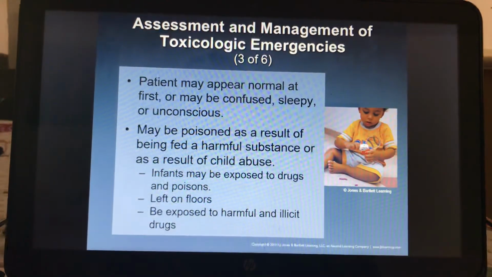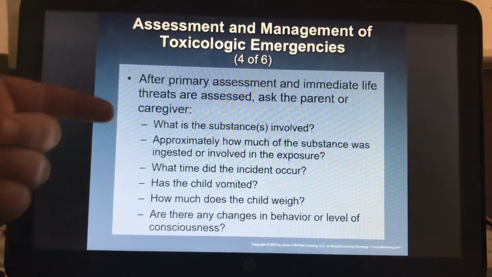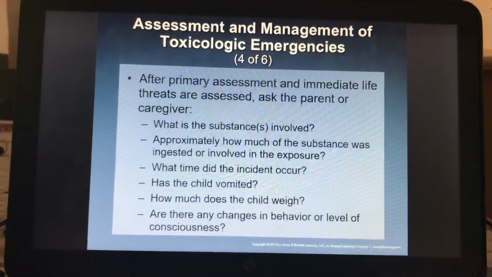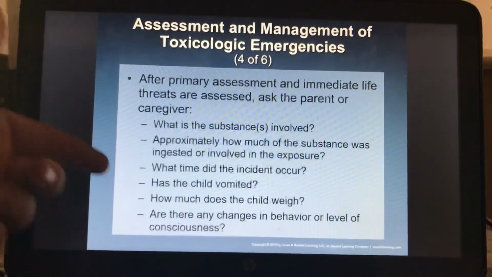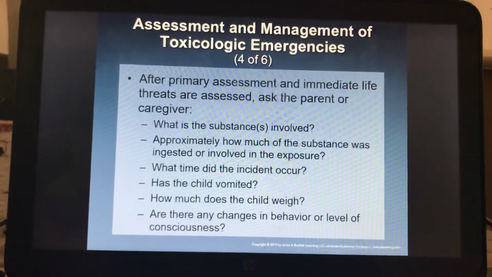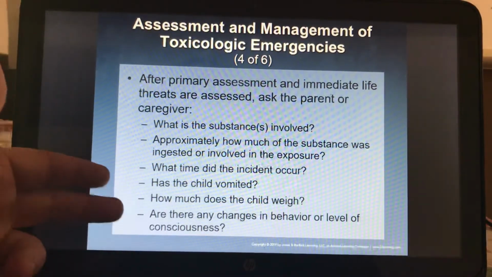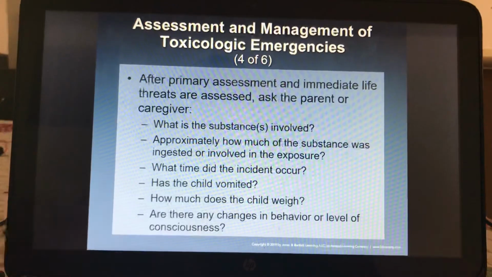Confused and sleepy. Kind of the same things. One of the key things you want to ask is if they know what substance was involved, how much of the substance was taken, when it happened, has the kid vomited. Weight is important because you may wind up giving activated charcoal, and it is a weight-based dosing for children. Remember, all drugs are weight-based dosing for children. And is there any change? Is this their normal, or is this new?